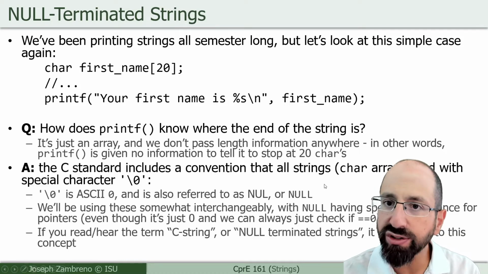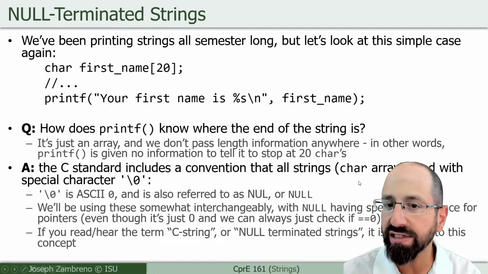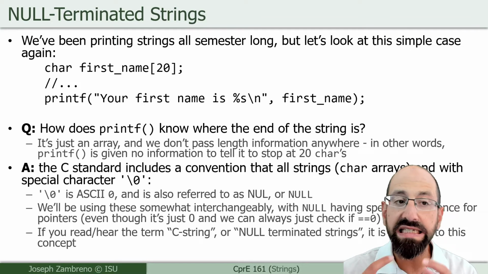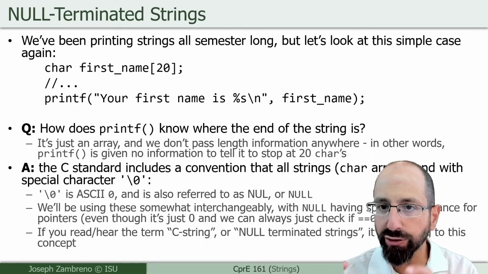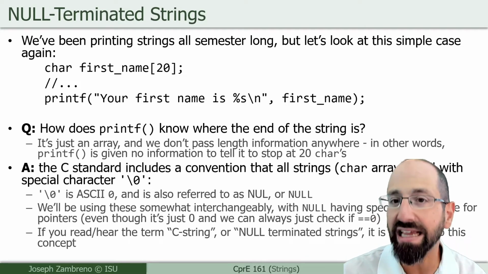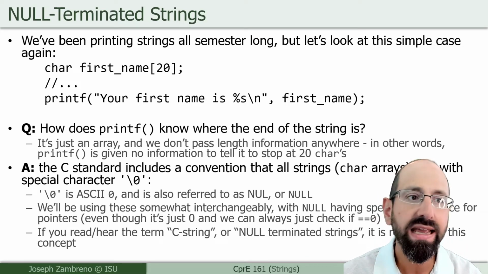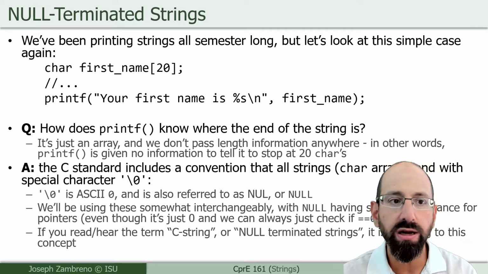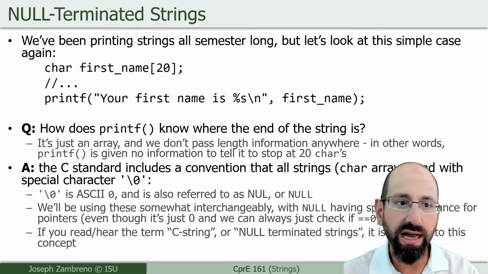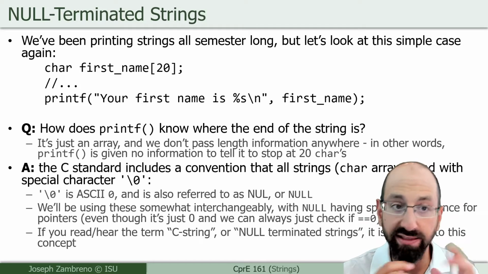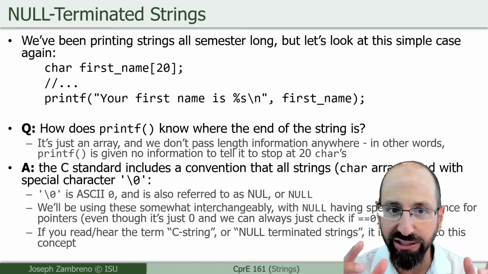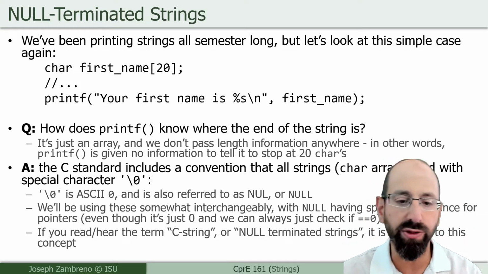And the answer is kind of interesting, and it's something we'll be running into time and time again as we work with strings. The C standard includes a convention that all of these character arrays that correspond to text data, that correspond to strings, end with the special character \0. It's the same as just ASCII value 0, so sometimes you just see it encoded as a 0, but the character is \0. It's the null byte or the null character.